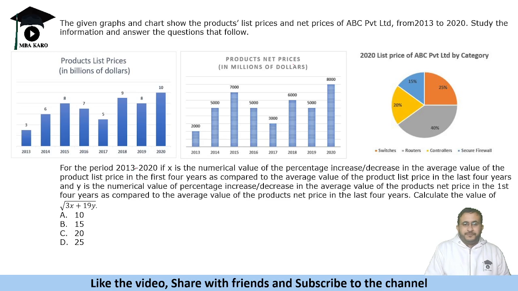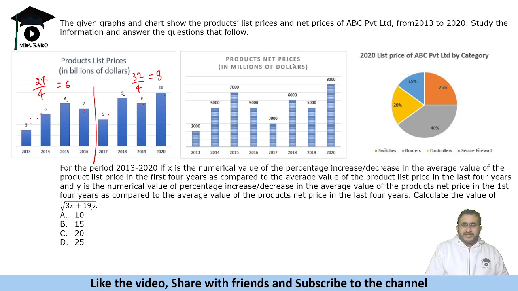So it says for the period 2013 to 20, if X is the numerical value of the percentage increase decrease in the average value of the product list price in the first 4 years, as compared to the average value of the product list price in the last 4 years. So the product list price average is what? 9 plus 15, 24. 24 by 4 is 6, right? And this is 14. 14 plus 18, 32. 32 by 4 is 8.